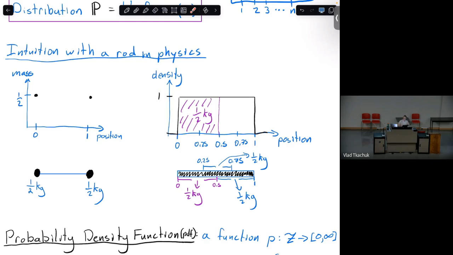I said multiply. We're going to fix this in a second. So that would be like take 0 to 0.5 and then multiply it by the density. And then you get 0.5 times 1, which is exactly this area here. So you think of the area underneath here as the probability.